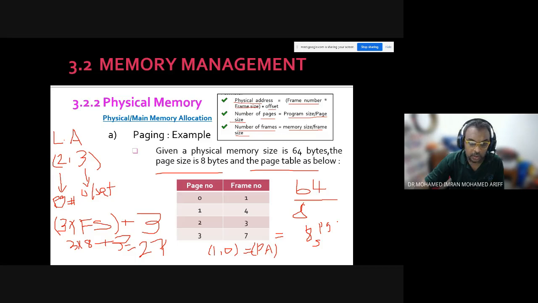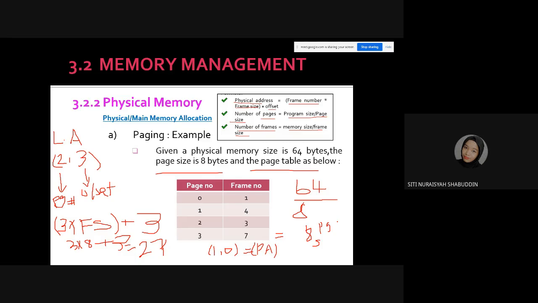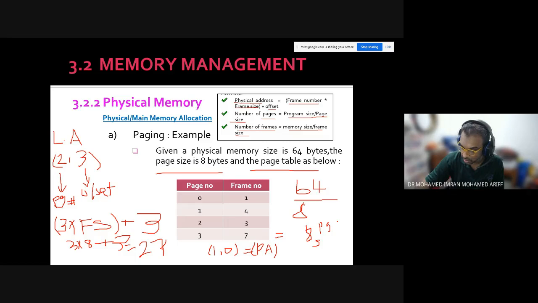Okay. So the logical address, sorry, saya silap. Okay, betul 32 sir. Betul ya 32. Yes, correct. The answer is 32.